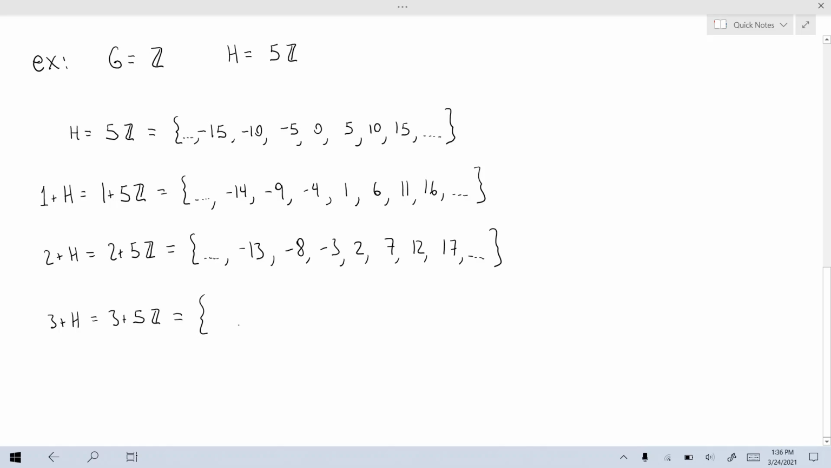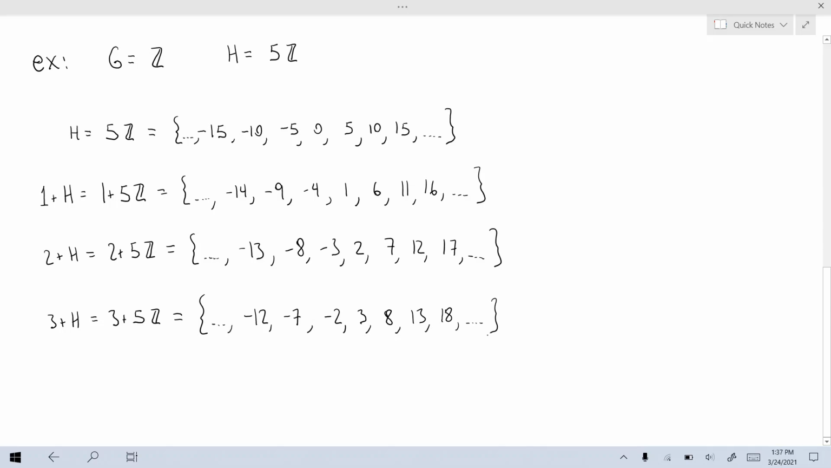And again, I'll list some of the elements of this coset right now. So if I just add 3 to every element of H, here are some of the elements in this coset. And again, I'm just adding 3 to every element in H.